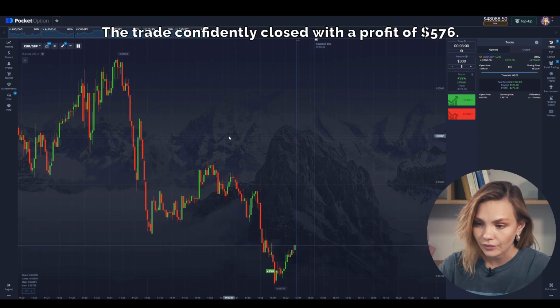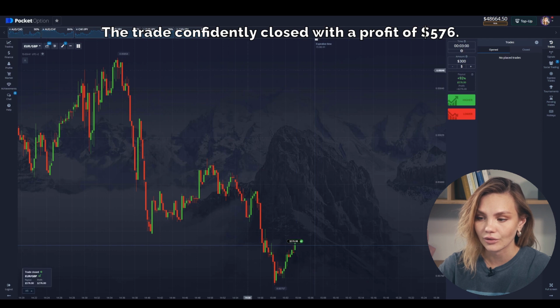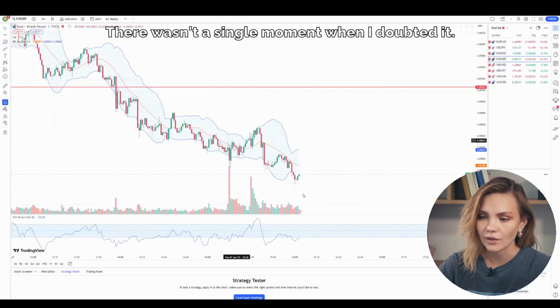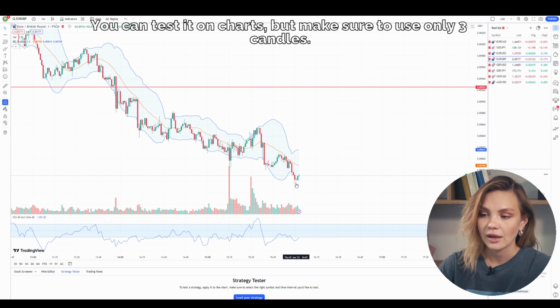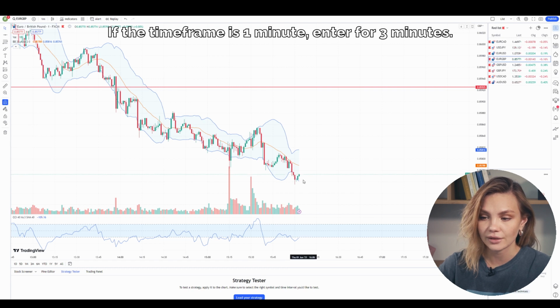Well, there you go. The trade confidently closed with a profit of $576. There wasn't a single moment when I doubted it. You can test it on charts, but make sure to use only 3 candles. If the time frame is 1 minute, enter for 3 minutes.